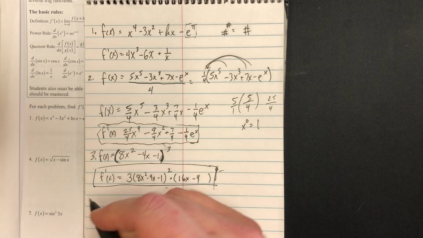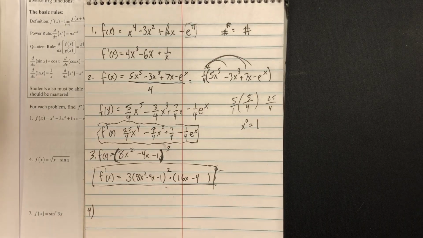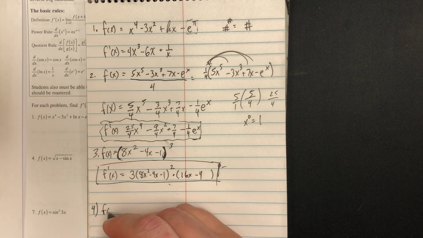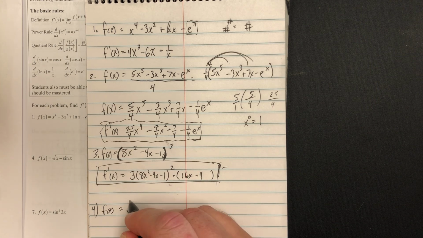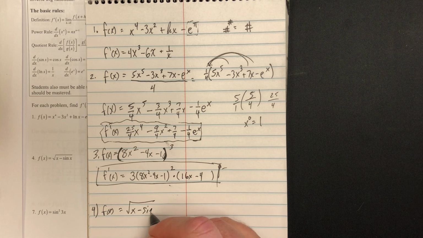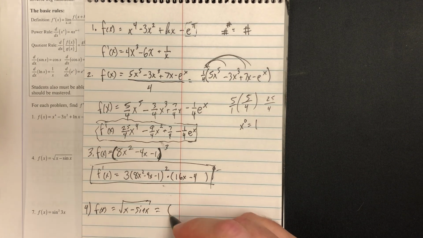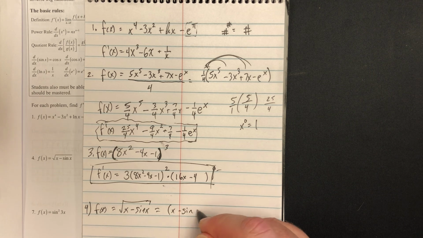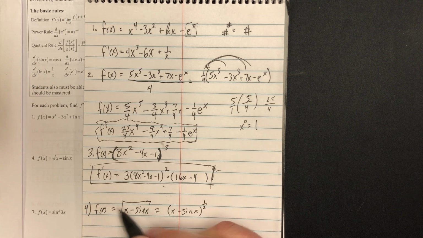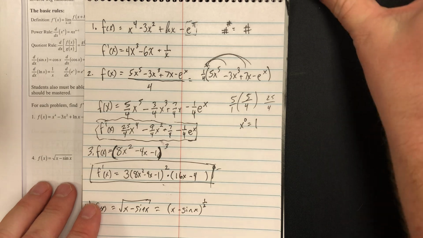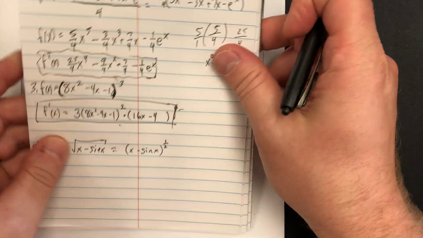All right, so number 4 uses chain rule. f of x is equal to the square root of x minus sine x. And if you're like, what are you talking about? Well, because this is x minus sine x to the 1/2, right? That's what square root means. Square root means the 1/2 power.